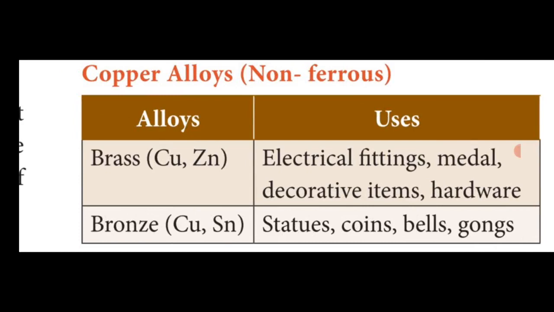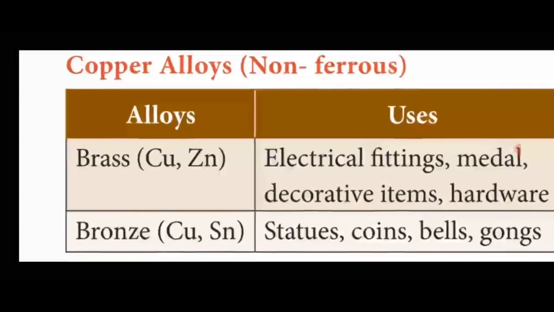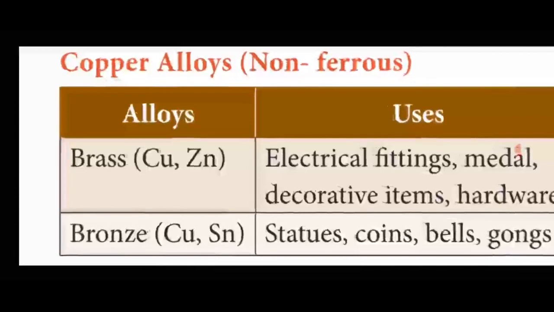Let's see ferrous and non-ferrous alloy examples and their uses. The first non-ferrous alloy is copper alloys. There are two copper alloys available. One is brass, another one is bronze. Brass is made up of two metals. What are the two metals? Copper and zinc. Copper symbol Cu, zinc symbol Zn. The copper and zinc combine to form an alloy named brass.